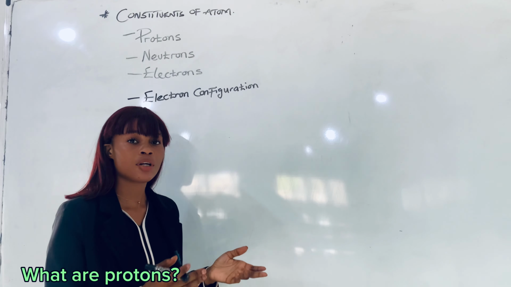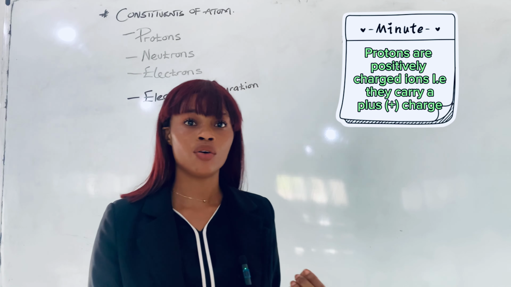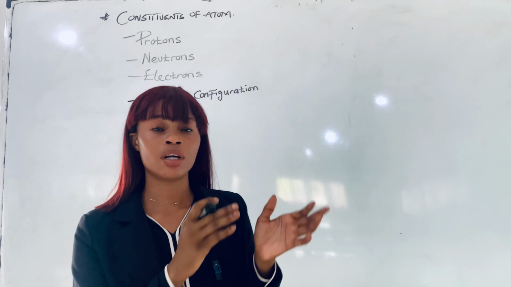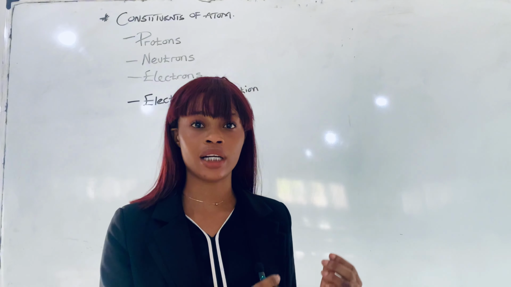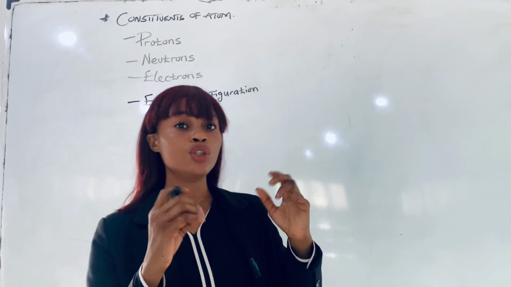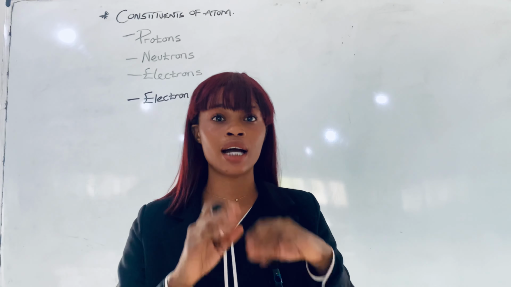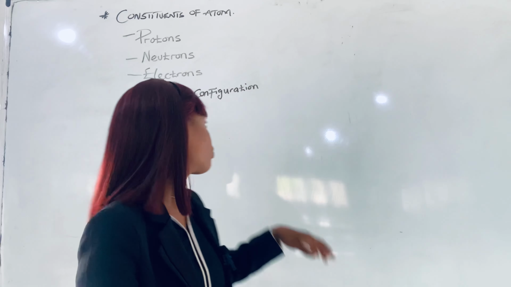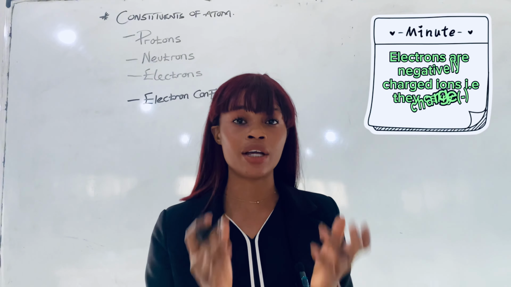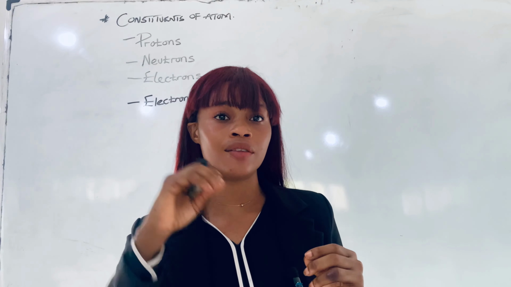What are protons? Protons are also known as positively charged ions. They carry a positive charge. That is what protons are. For neutrons, neutrons are neutral in charge, meaning that they carry zero charge, no charge at all. Then electrons are negatively charged ions. They carry a negative charge.